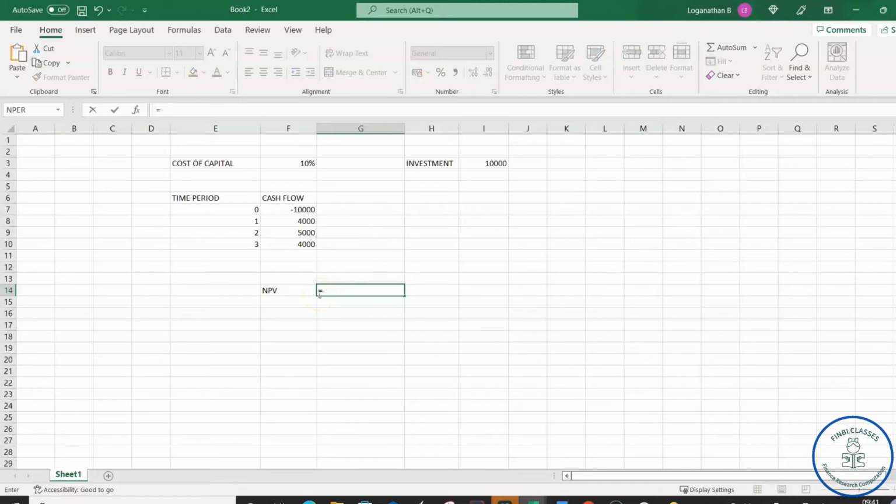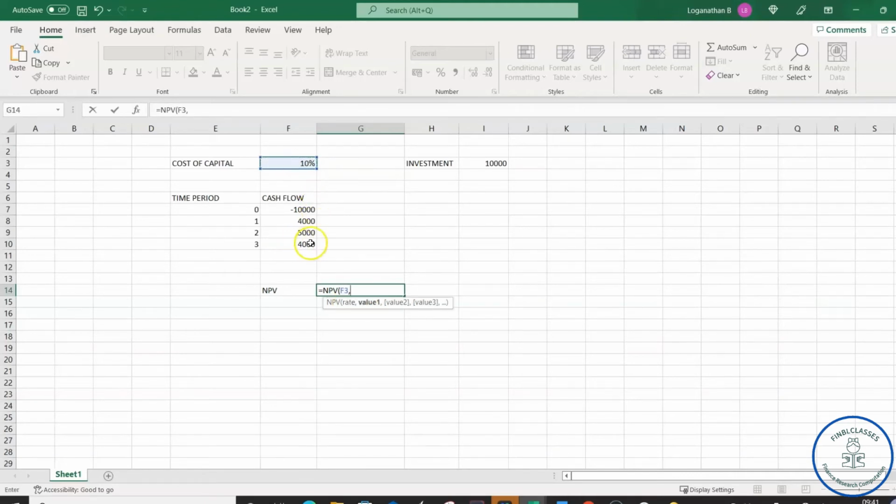So equal to, I type NPV. Here it tells that it returns the net present value of an investment based on a discount rate and a series of future payments, negative values, and income, positive values, right? Negative values are your investment, and income is your positive values. So open the parenthesis, then we have to input the rate. The rate is 10%, comma.